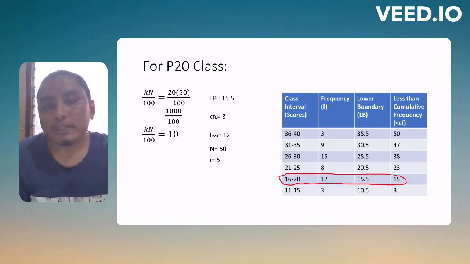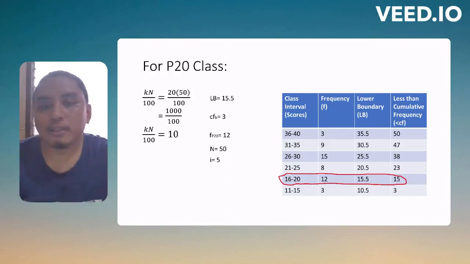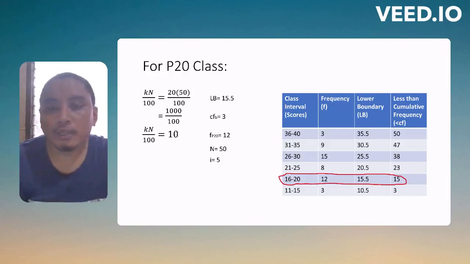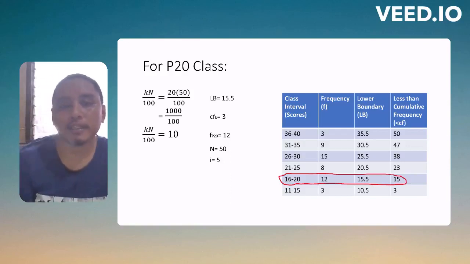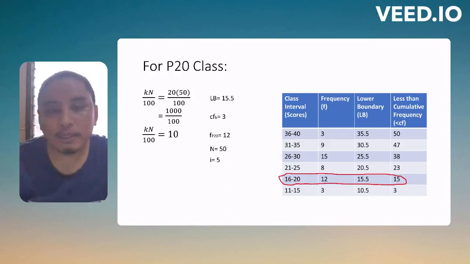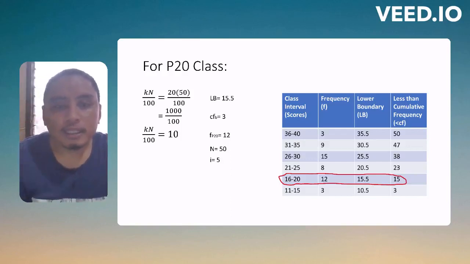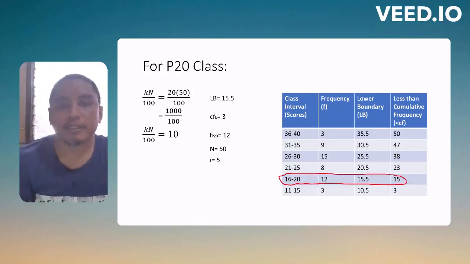20 times 50 is 1000. So here 1000 over 100. Then Kn over 100 is 10, because 1000 divided by 100 is 10. So 10 belongs to the class interval 16 to 20 because the class interval 16 to 20 has a less than cumulative frequency of 4 to 15.